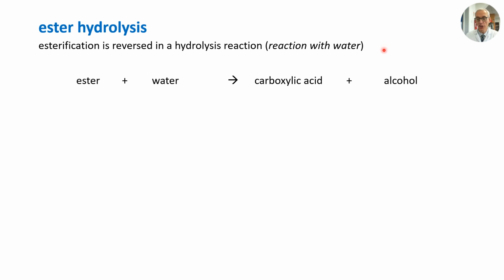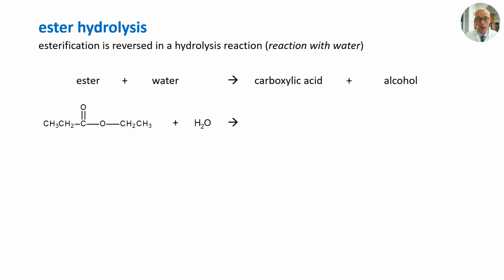So esterification can be reversed by the reaction with water. So an ester and water will reform the carboxylic acid and alcohol, an exact reversal of the esterification process. So let's look at an example.